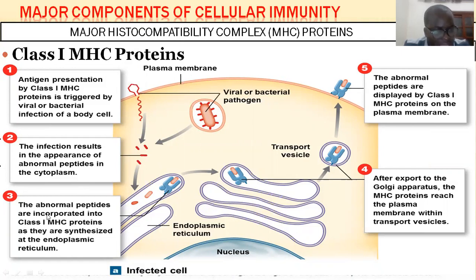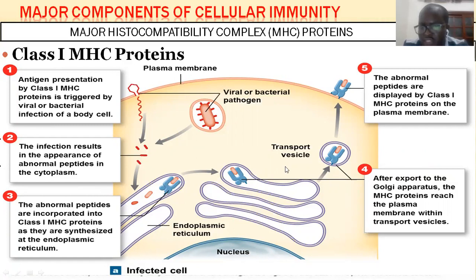The abnormal peptides are incorporated into the class 1 major histocompatibility complex protein as they are synthesized at the endoplasmic reticulum. So once these cells sense a foreign protein, they will start producing a lot of class 1 major histocompatibility complex within the rough endoplasmic reticulum. This is where you have ribosomes that are responsible for production of proteins. Some of these proteins are major histocompatibility complex class 1. So they will now be released in the form of vesicles.